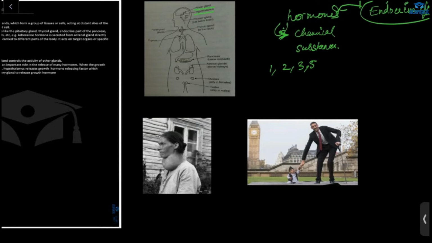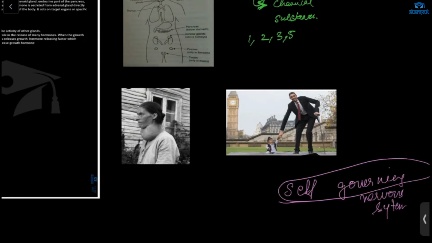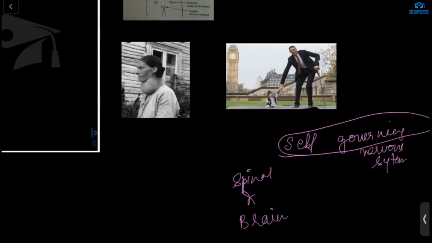Any other doubts? Okay. What is autonomous nervous system? It is self-governing, right? Autonomous, right? And our spinal cord and our brain, right? They govern by themselves, right? That's why they will come under this. Okay? The voluntary action, all this will come under this brain and spinal cord.